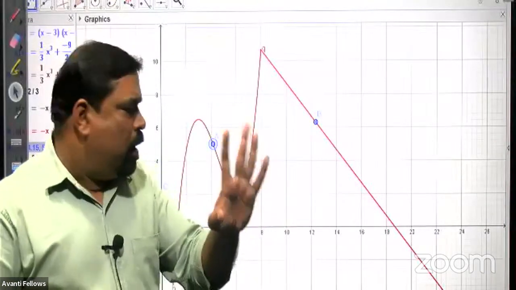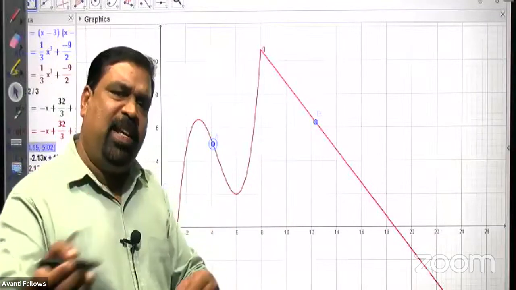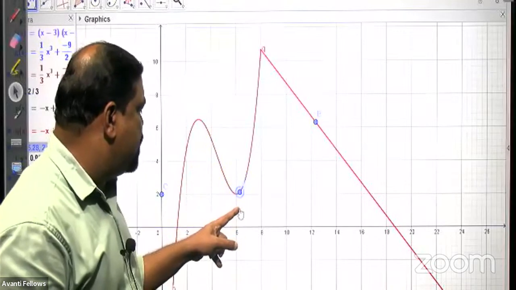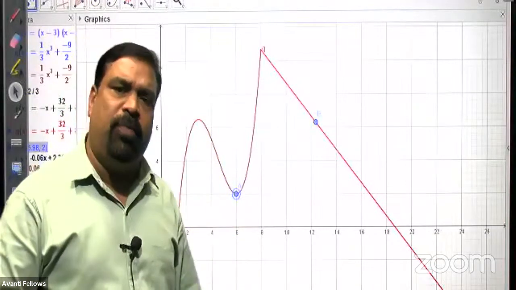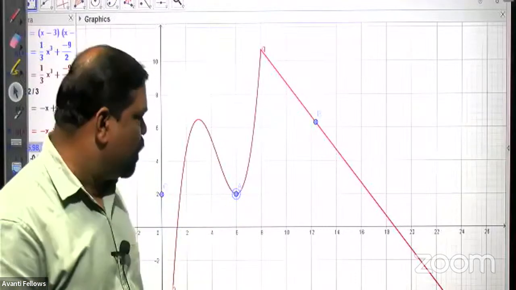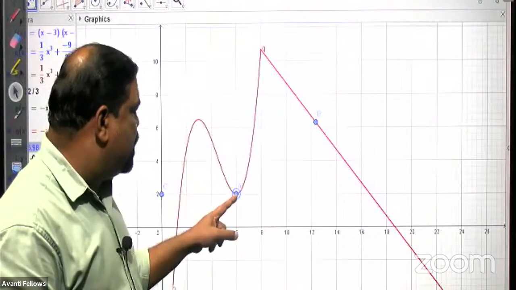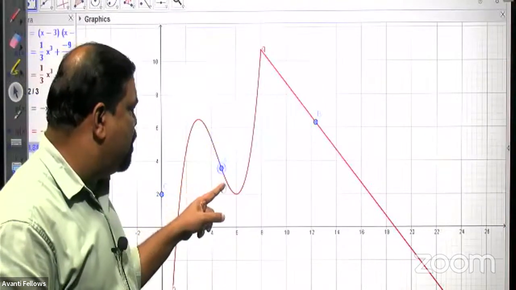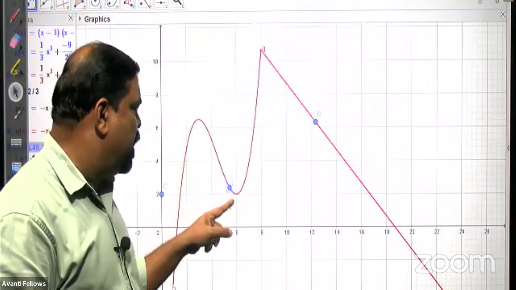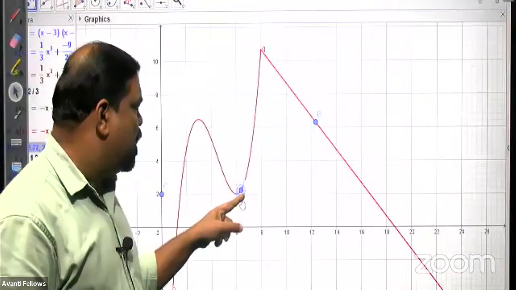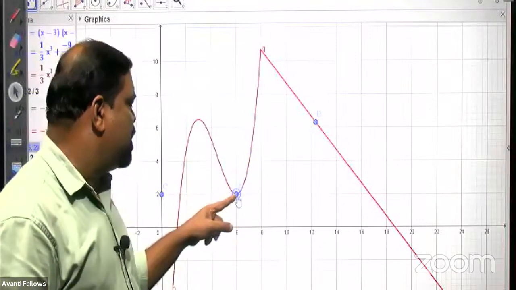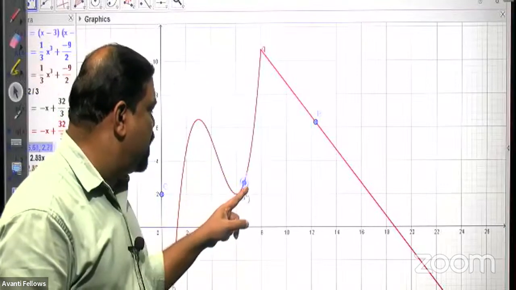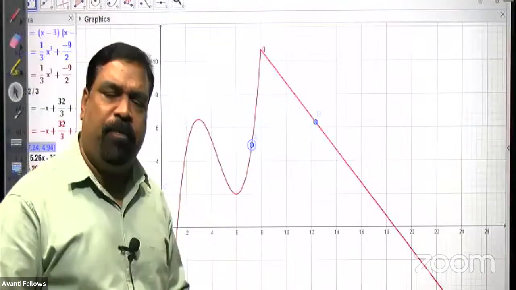Now, similarly, if it is a local minima, let us come to the point 6 actually. Very clearly, you can observe from the graph that 6 is a point of local minimum, local minima. Now what happens to the left side of 6? To the left side of 6, the function is of decreasing nature. Then right side of 6, the function is of increasing nature. That means left side of 6, the derivative must be negative, and the right side of 6, the derivative must be positive.